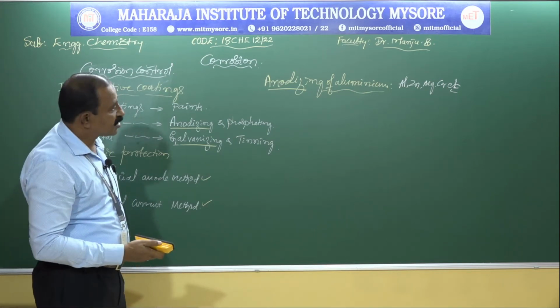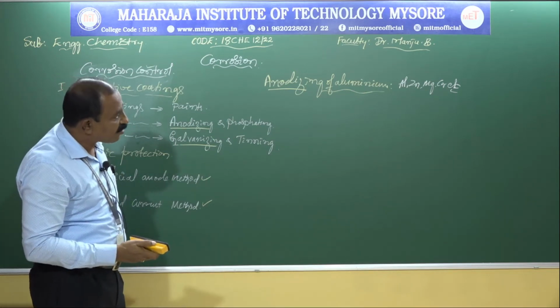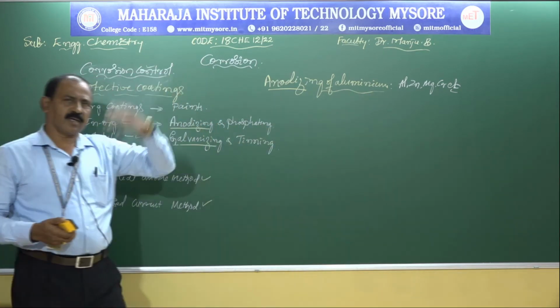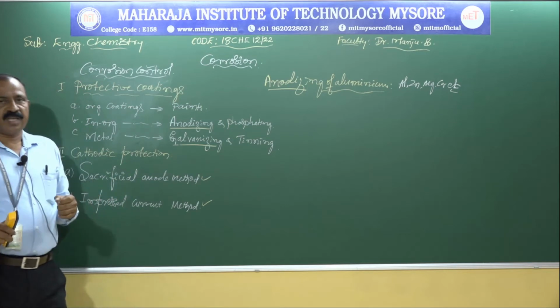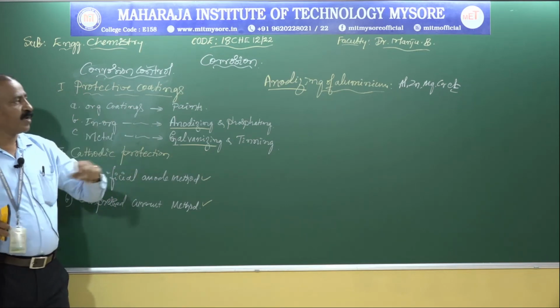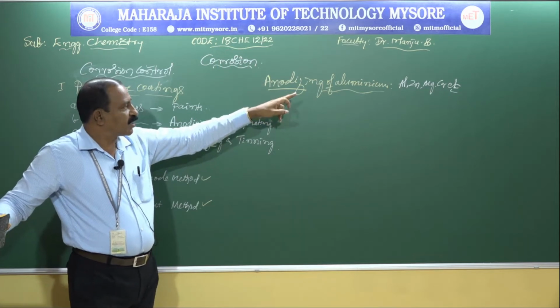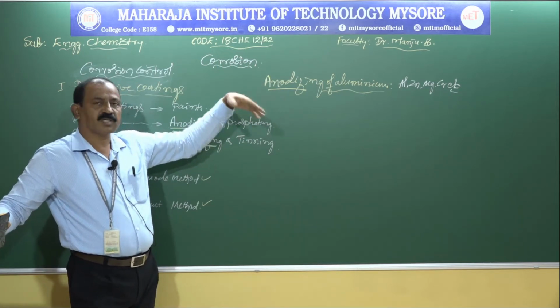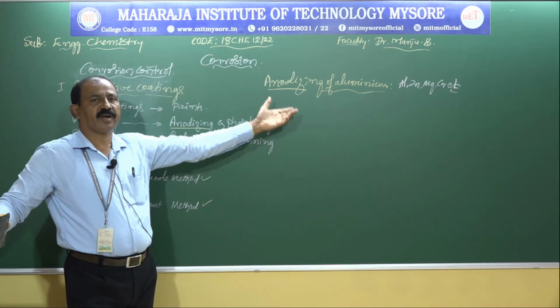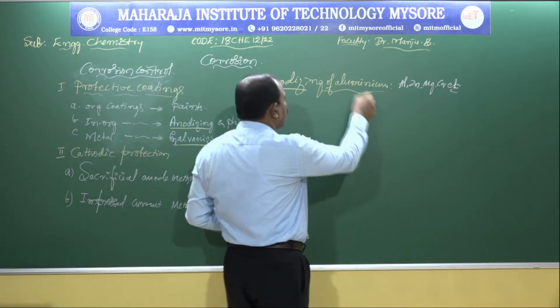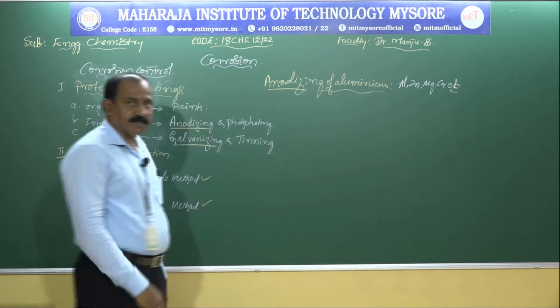These metals, which are above iron in the galvanic series, are anodic metals. They are coated on the iron surface to control the rate of corrosion. That method is called anodizing. The example is anodizing of aluminum.